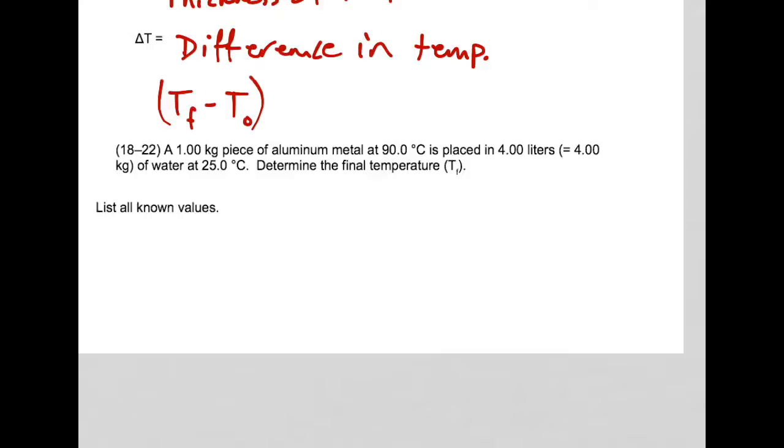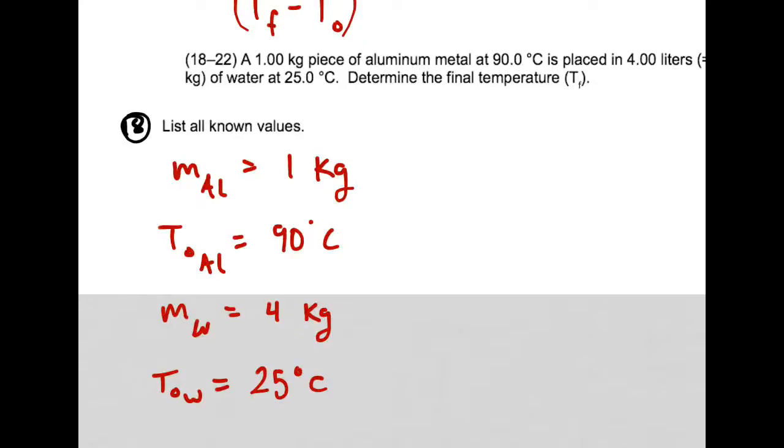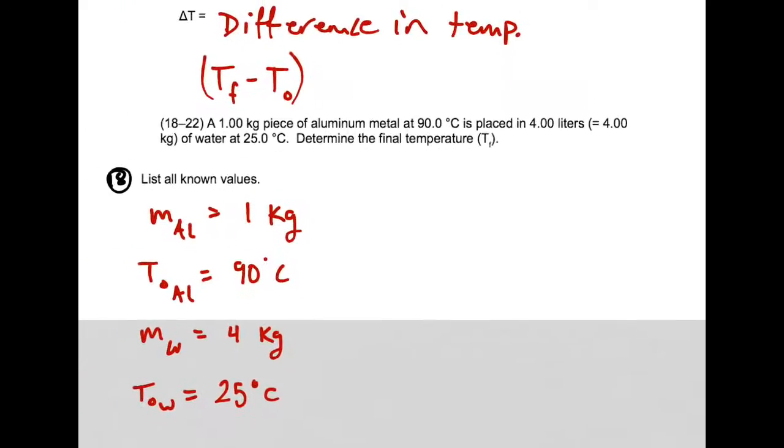Determine the final temperature, T sub F. All right, list all known values. Here's what I know. The mass of aluminum is 1 kilogram. The initial temperature, T sub 0 for aluminum, is 90. The mass of the water is 4 kilograms, and the initial temperature of the water is 25 degrees Celsius.